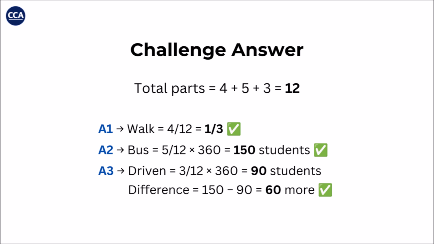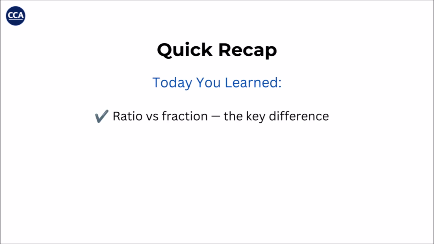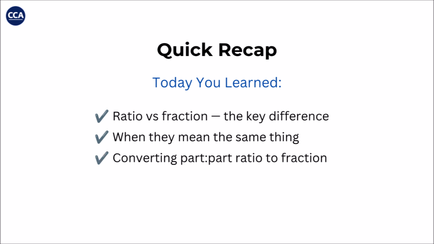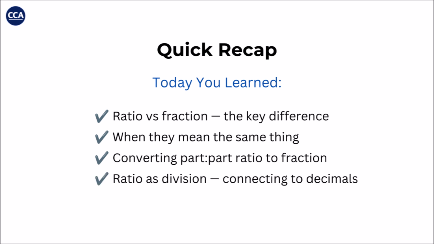This is a three-part ratio problem using fractions, division, and subtraction together, exactly the type of multi-step question you will see on your grade 7 and 8 exams. So, today you learned the key difference between a ratio and a fraction, part to part versus part to whole. When a ratio and a fraction mean the same thing, and when they don't. How to convert a part to part ratio into fraction form by finding the total first. How a ratio represents division, connecting ratios, fractions, and decimals in one idea. And how to solve sharing and distribution problems using fractions derived from ratios.